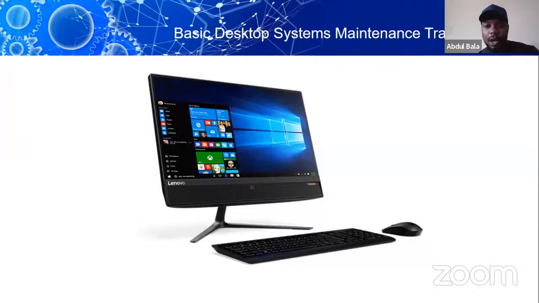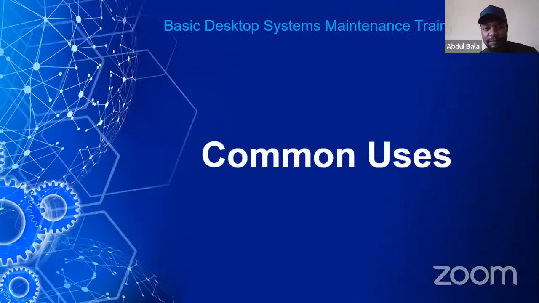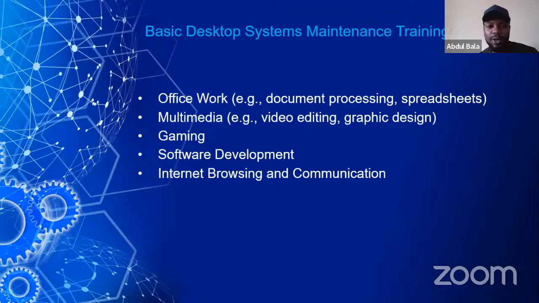So what are the common uses of desktop systems? We don't just find them in the office. Basically in the office, we use them for document processing and spreadsheets. For document processing, we're looking at Microsoft Word, basically typing related and document processing related applications. And for spreadsheets, we're looking at Power BI and Excel, applications that deal with rows and columns.